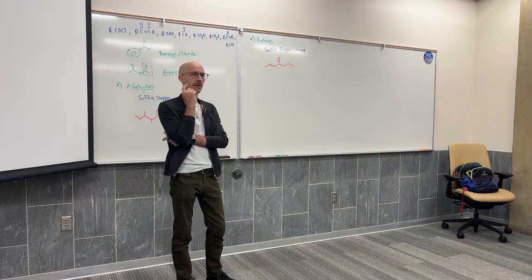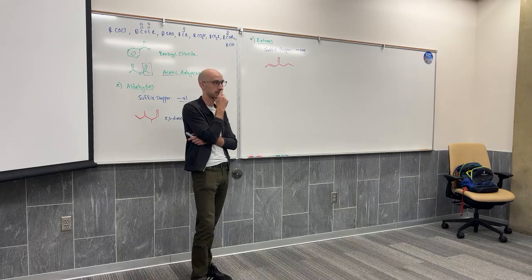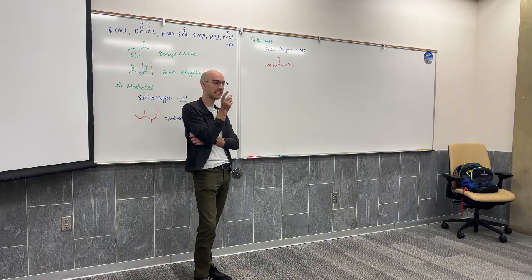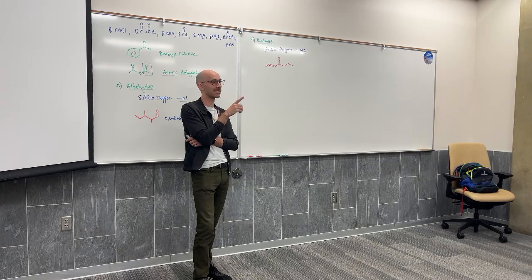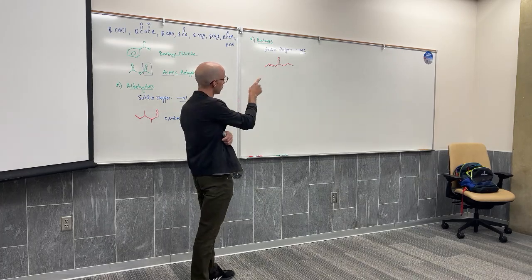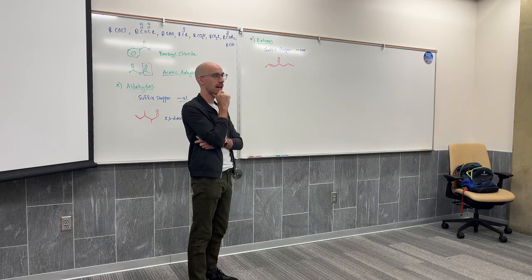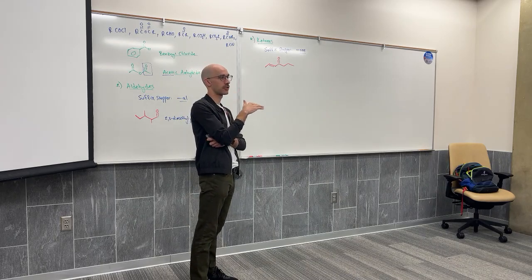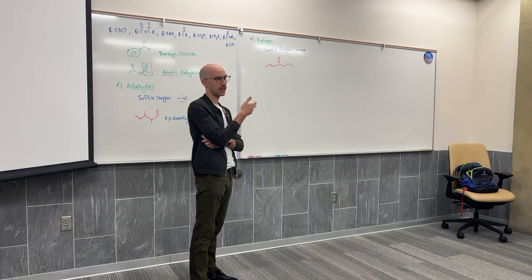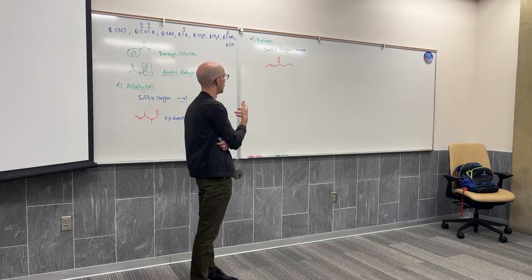So, which way should I start numbering? What's the priority functional group? The ketone is the priority functional group. So I want to make sure that the ketone gets its lowest locant. 1, 2, 3, 4. 1, 2, 3, 4. Doesn't matter which way I go. So in the event of a tie, I move to the next major functional group. That's going to be the alkene, so I'll start from the left.